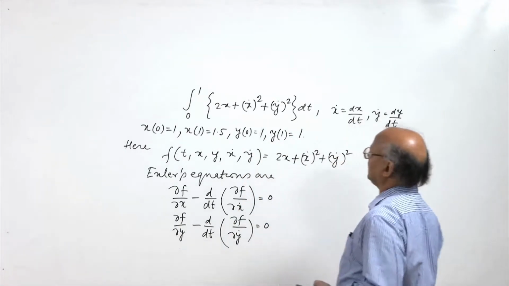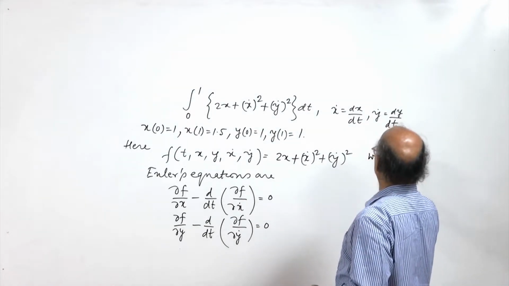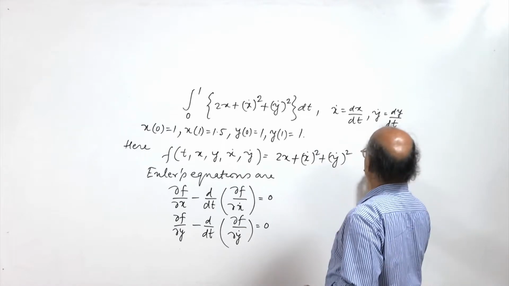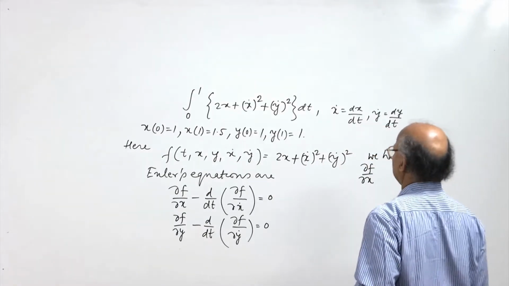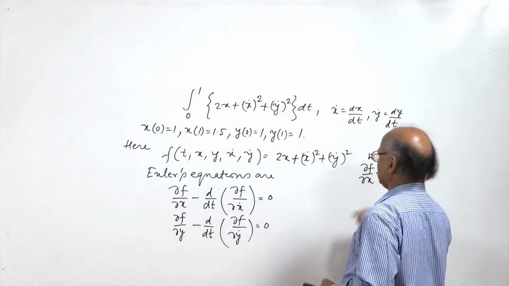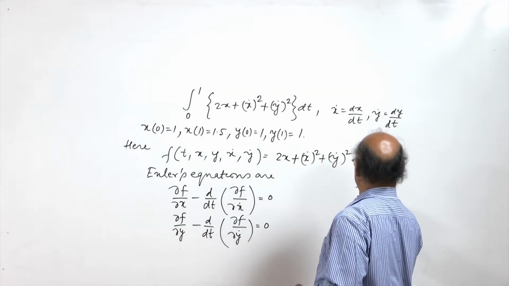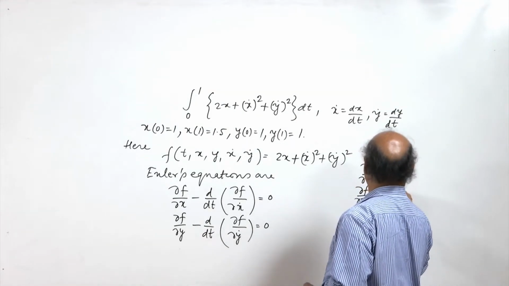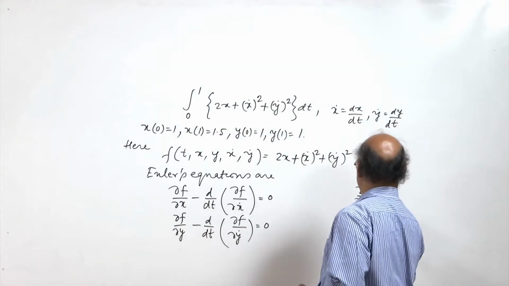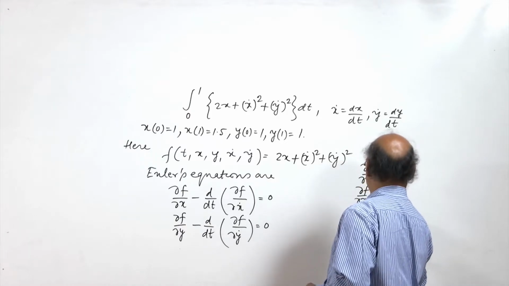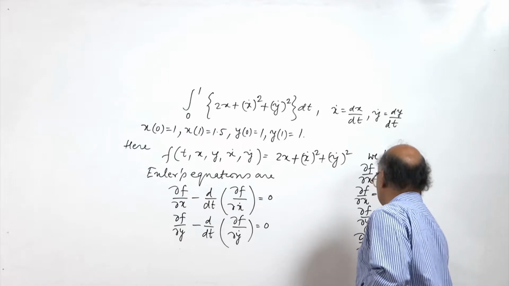Now for the given function f, the partial derivative of f with respect to x is 2, partial derivative of f with respect to x dot is 2x dot, partial derivative of f with respect to y is 0, partial derivative of f with respect to y dot is 2y dot.